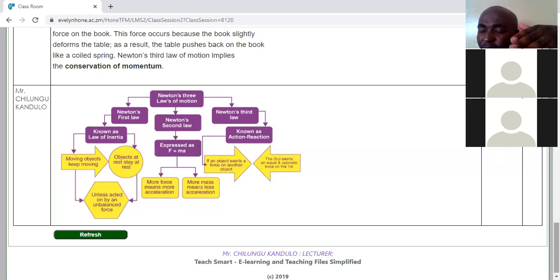Why? Because when the forces are balanced, then you either get constant speed, which is the first law, constant speed, or no motion at all. So acceleration only comes in when there's a net force.